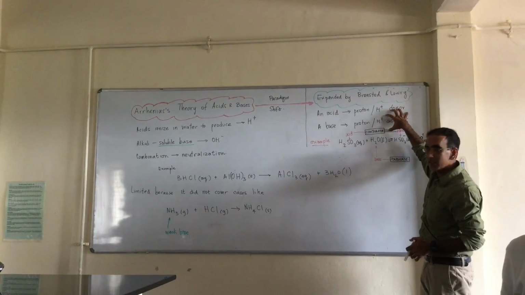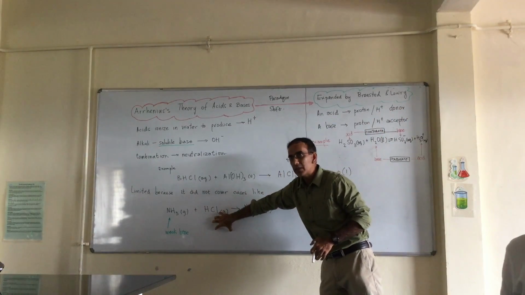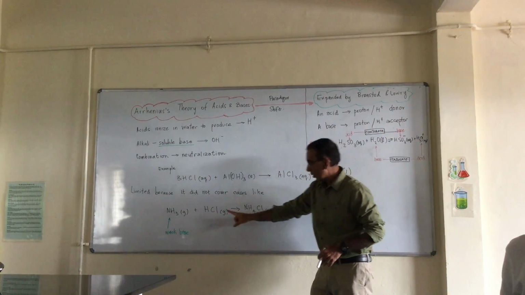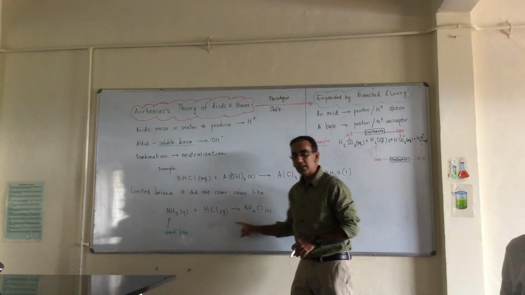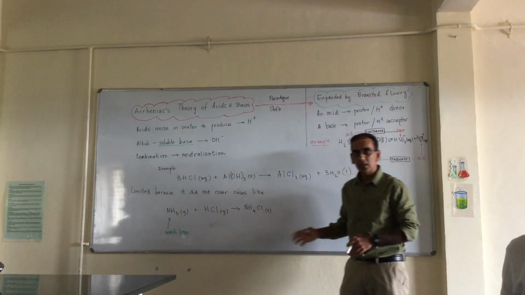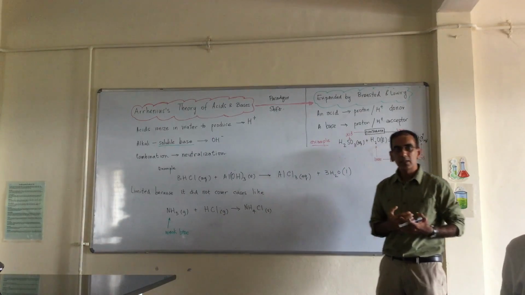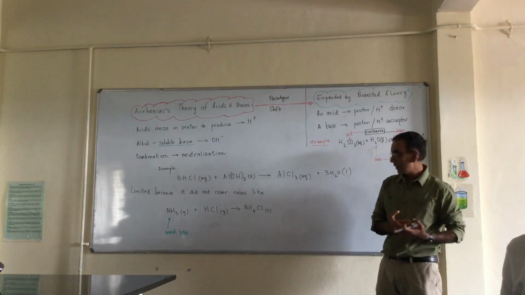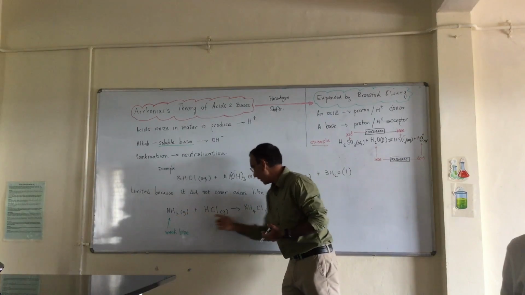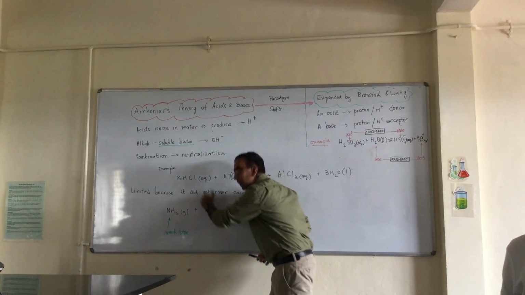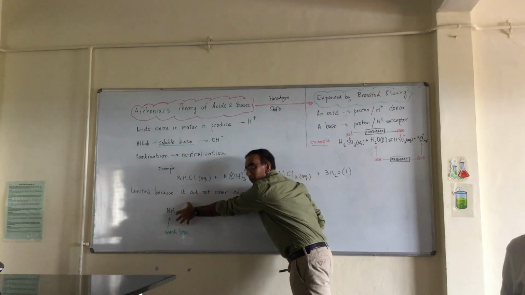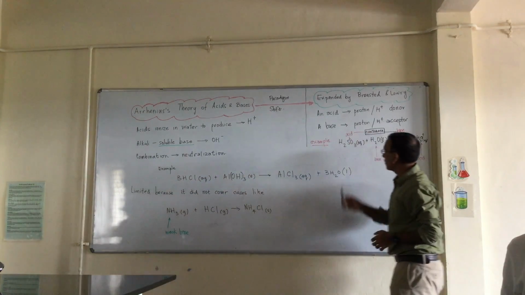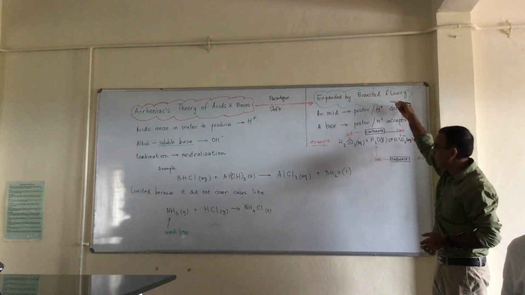With this definition, they were able to cover something like this. Because what's happening to ammonia here as it's reacting with hydrochloric acid? Is it donating or is it accepting a proton? It's accepting. It's becoming NH4Cl, and this is giving up a proton. So you have a Bronsted-Lowry acid and a Bronsted-Lowry base. So this is the definition of an acid and a base.